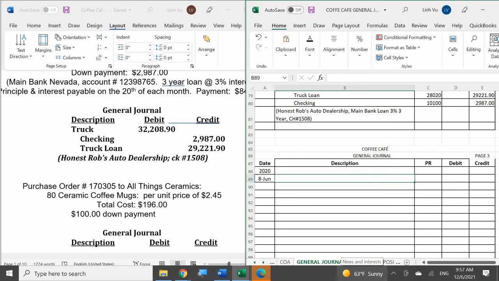Correct, but what account am I going to be using? Checking and All Things Ceramics. Is there an account called All Things Ceramics? Would you use accounts payable or? In this case, not accounts payable. Prepaid? Yes, prepaid. For QuickBooks, yes, you would use an accounts payable account, but in this case, we're not going to do that. Okay, so yes, it's going to be prepaid accounts.